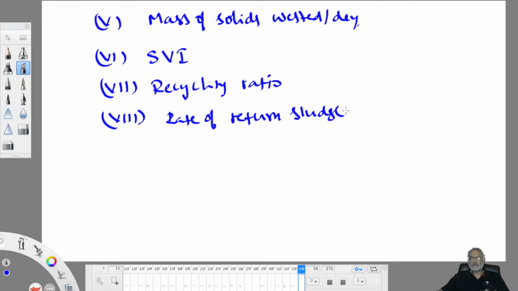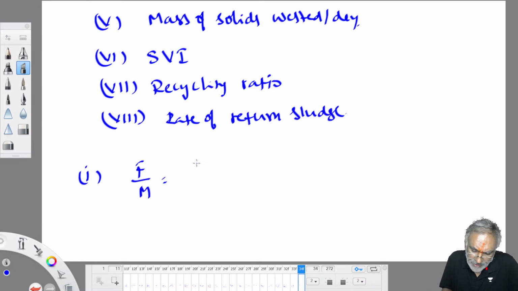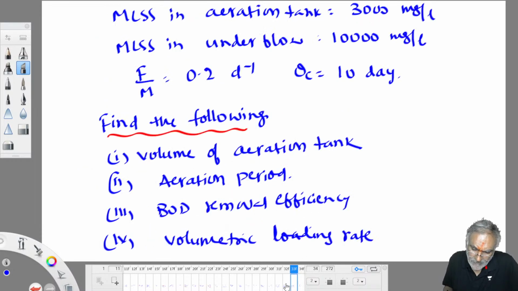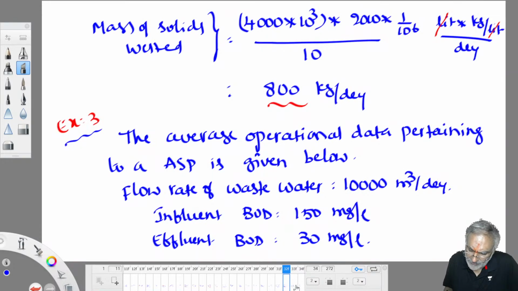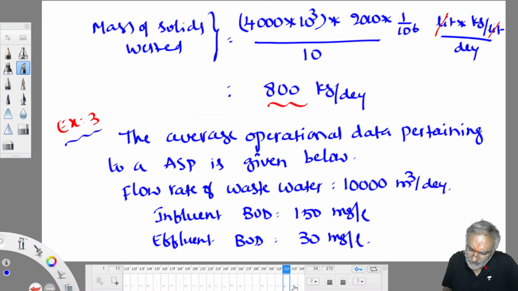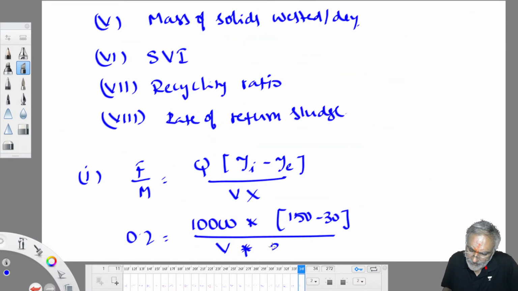What is 2000? Volume? First question answer. F by M is equal to (150 minus 30). X is 3000 milligram per liter.